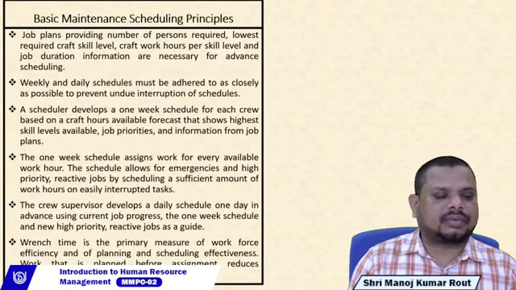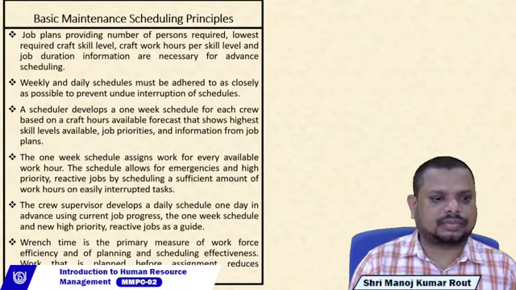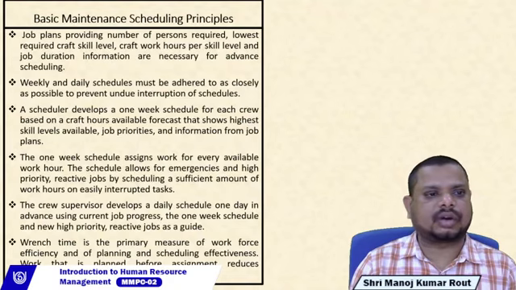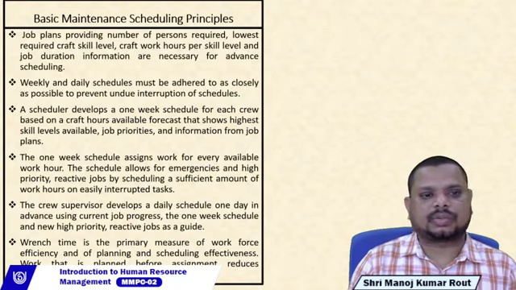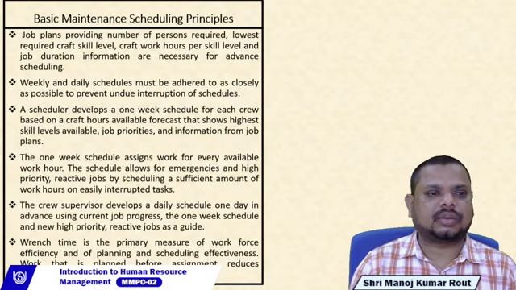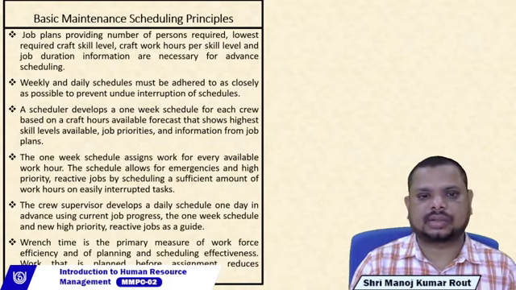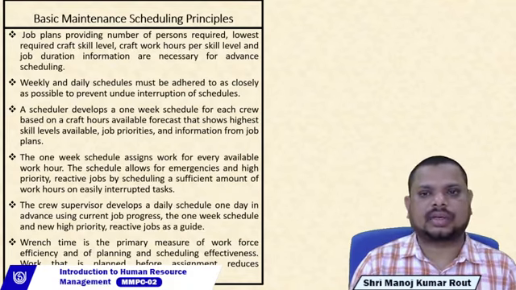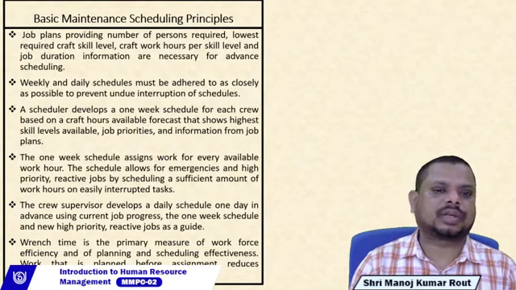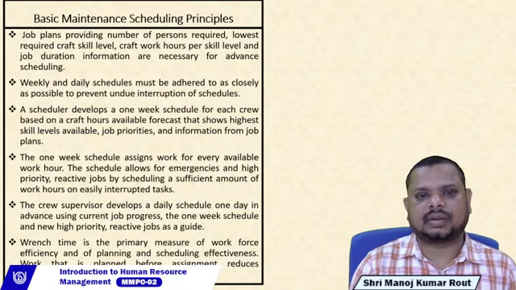The next topic we have is basic maintenance principles. So let's understand what the different basic maintenance scheduling principles are. The first one is that job plans provide the number of persons required, the lowest required craft skill levels, craft work hours per skill level, and job duration information, which are necessary for advance schedules. So who are the skilled workers? What is the level of skills? How much time is required for each skill level? And what is the duration of that particular task or job that is needed in advance?